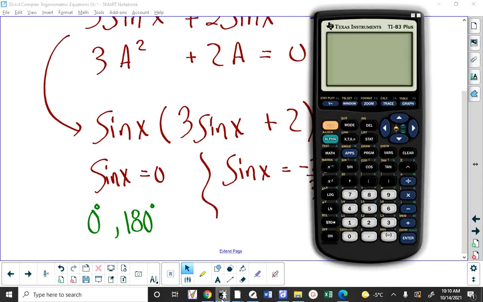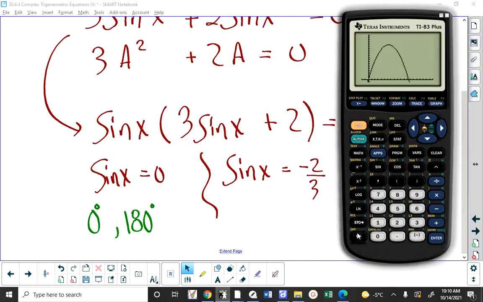I'm going to find the reference angle for my second one. Make sure I'm in degree mode. And take the inverse sine of 2/3. 40, I'll just say 42 degrees. I don't care about the rounding. In which 2 quadrants am I interested? Sine is negative down here where y is negative.